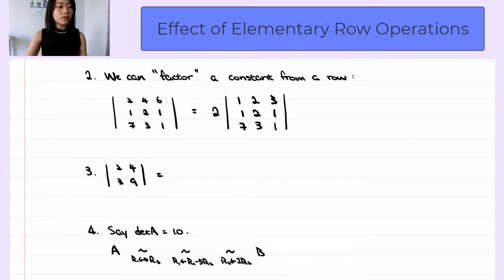And why is that true? That is from the second theorem. Let's call this matrix, matrix A, and this matrix, matrix B. So we get from matrix A to matrix B by replacing row 1 by 2 times row 1. So from the theorem, determinant of B equals 2 times determinant of A.